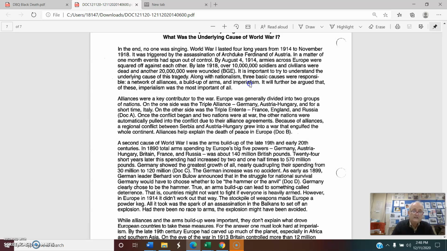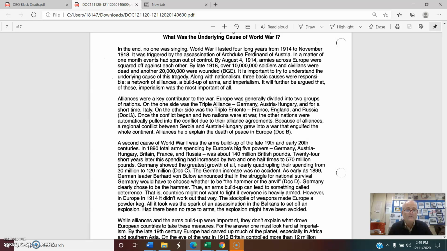So let's take a look at the first claim. The first claim should be in the first sentence of the second paragraph. Alliances were a key contributor to the war. Okay, so they're going to make an argument that alliances were a key contributor to the war. Europe was generally divided into 2 groups of nations. On one side was a triple alliance: Germany, Austria, and, for a short time, Italy. On the other side was a triple entente: France, Britain, and Russia. Document A. See how they cite document A. They use document A to show you what the triple alliance and triple entente are. That's their evidence. Once the conflict began, the 2 nations were at war with each other.